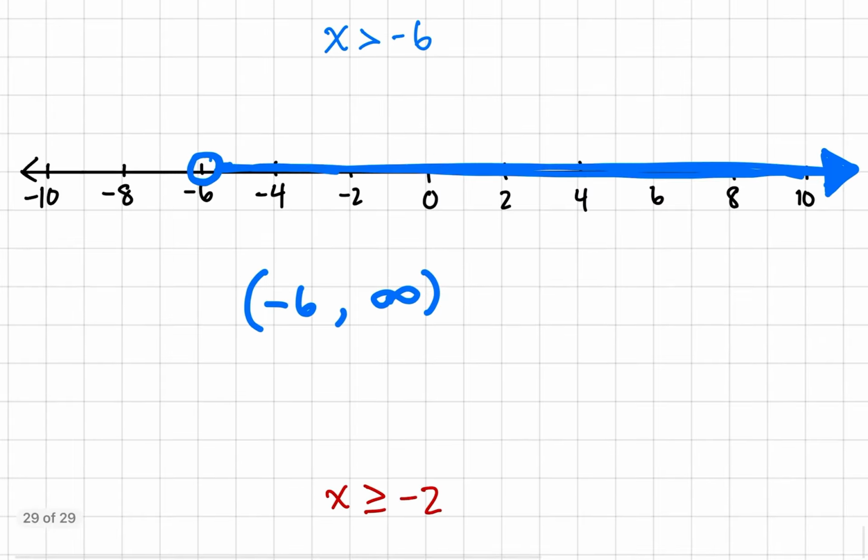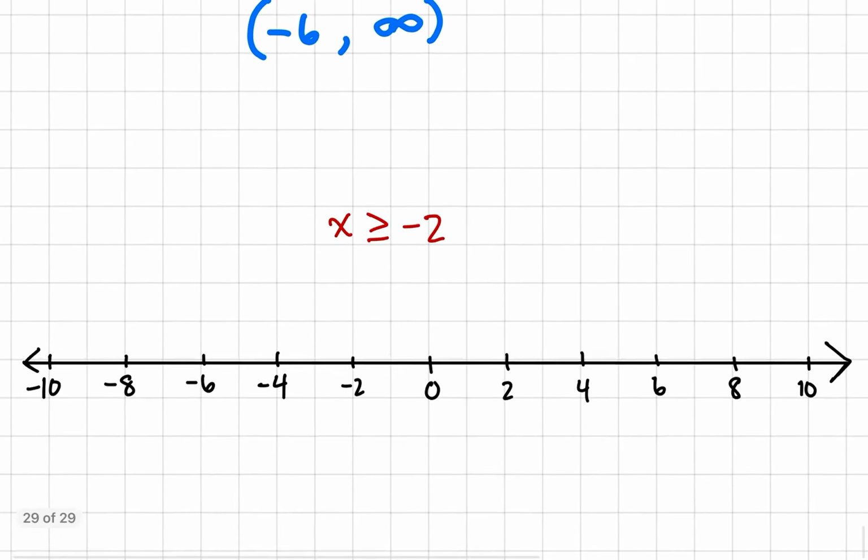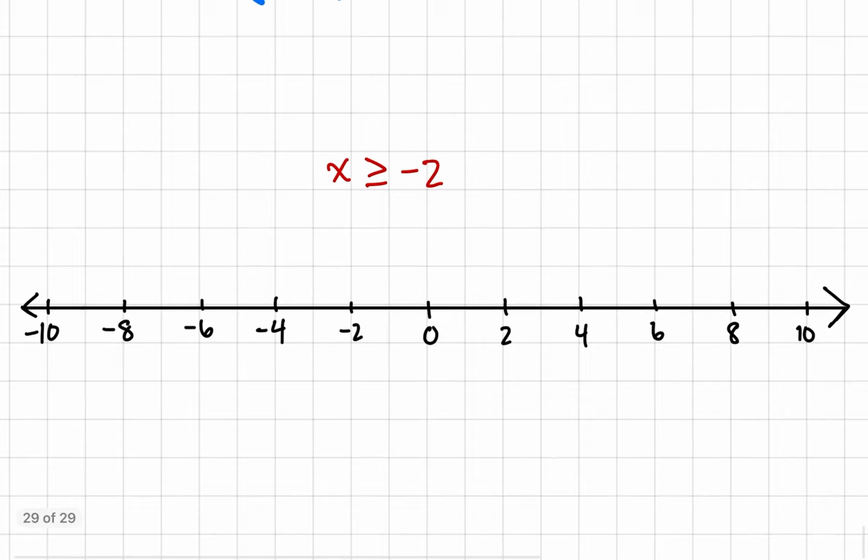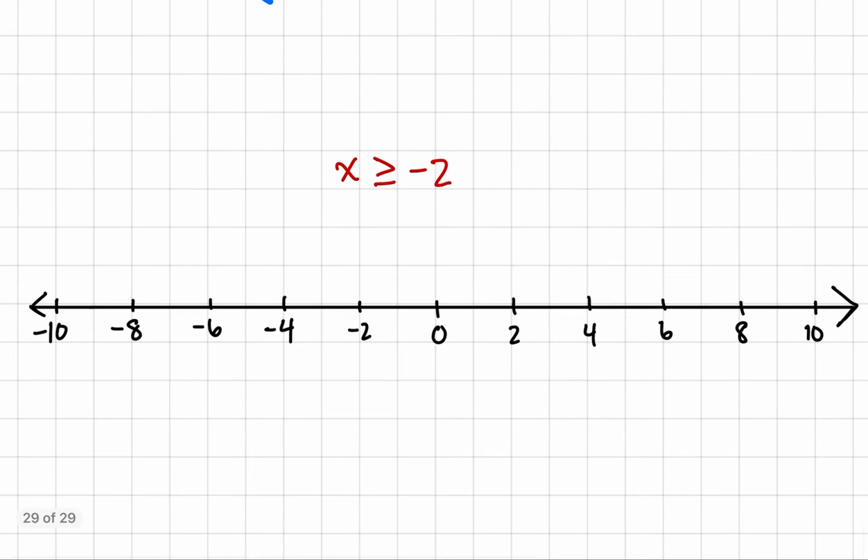Let's do one final problem. Here we have x is greater than or equal to negative 2. We want to write the interval for this. To help us write the interval notation, we set up our number line. We're starting at -2, and including it. And then everything to the right of that is also included in my solution.